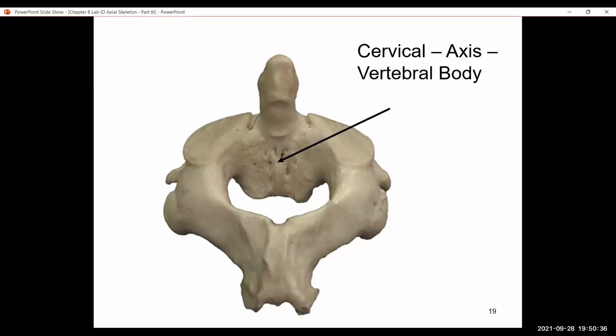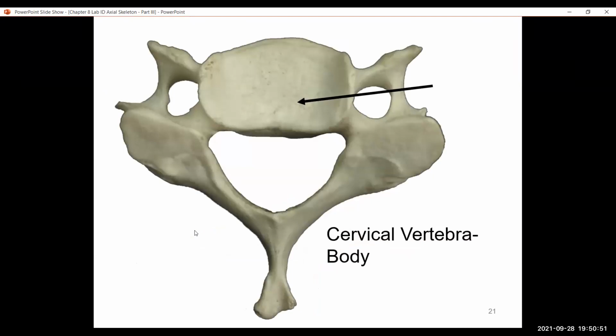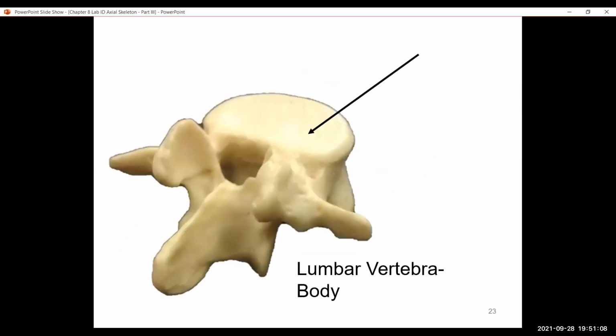Here's the vertebral body of your C2 or the axis. It sits right below the dens here. Here's a lateral view of the vertebral body. I have a typical cervical vertebrae right here. Here you can see it from the superior view. That's the vertebral body of a cervical vertebrae. I know it's a cervical vertebrae because I can see these guys just jumping out at me, the transverse foramina. Here's the vertebral body of a thoracic vertebrae. And here's a lumbar vertebrae.